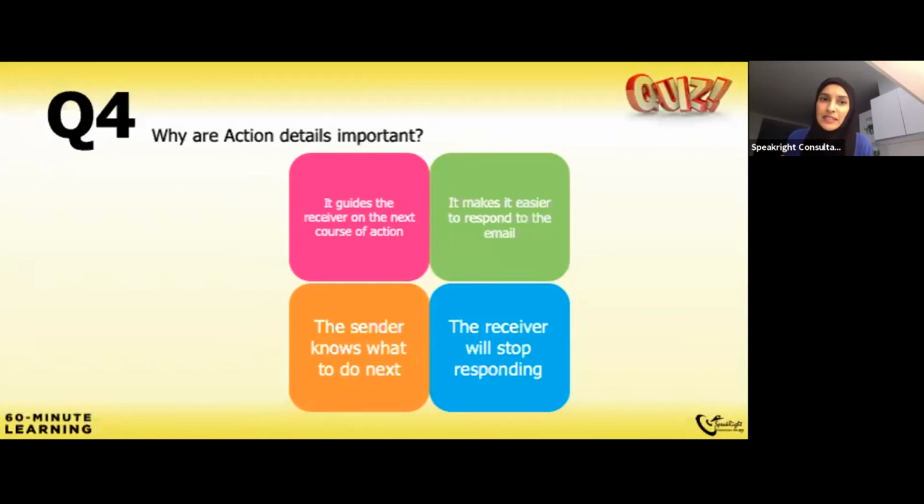One, it guides the receiver on the next course of action. It makes it easier to respond to the email. The sender knows what to do next. The receiver will stop responding. Action details, why are they important? Only once per person.